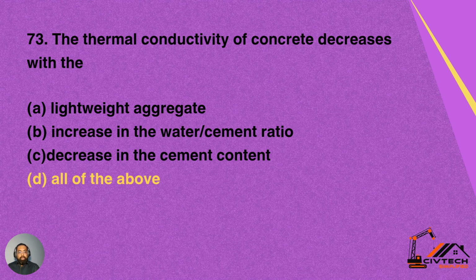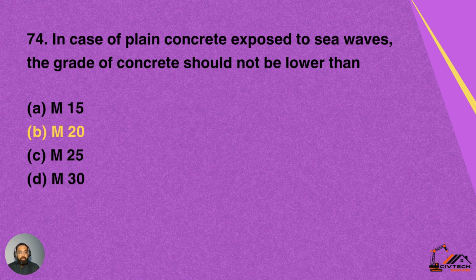Question 73. The thermal conductivity of concrete decreases with the option A lightweight aggregate, option B increase in the water cement ratio, option C decrease in the cement content, D all of the above. So thermal conductivity of concrete decreases with lightweight aggregate, increase in water cement ratio, decrease in cement content, all of the above. Option D is the correct answer.